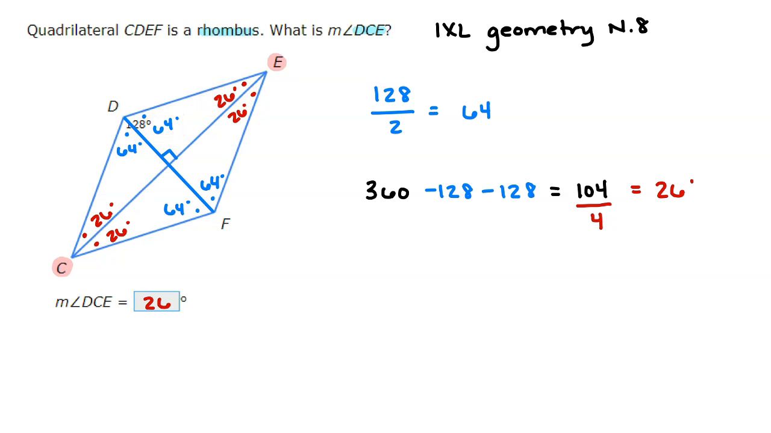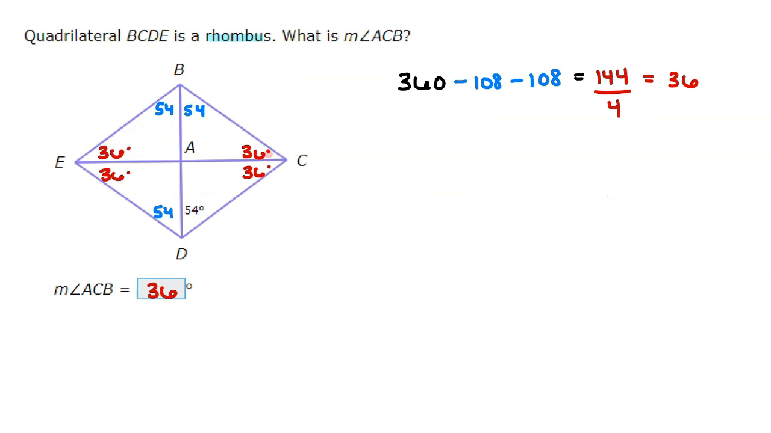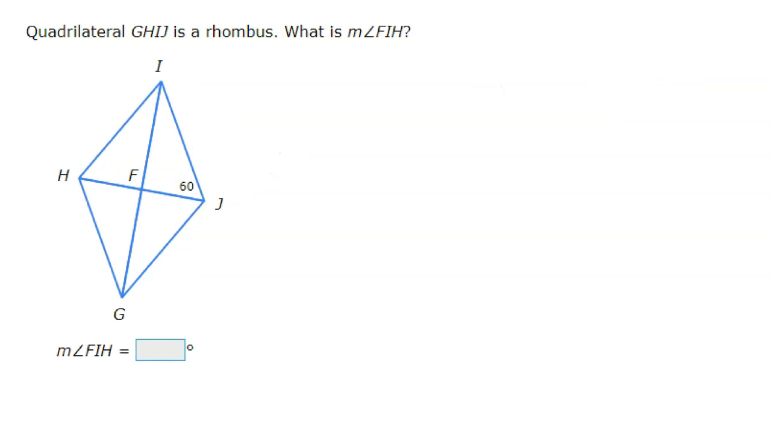Let's go back to that last example, example number 4, and let's use that property to solve this time. It says quadrilateral GHIJ is a rhombus. What's the measure of angle FIH? Let's go ahead and label that angle. FIH means that we're interested in this part of the vertex angle I.